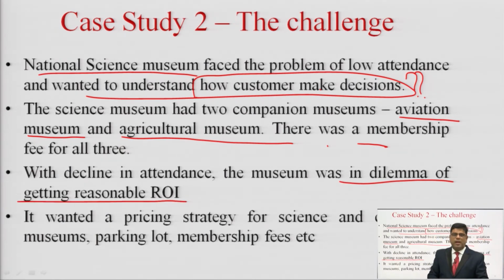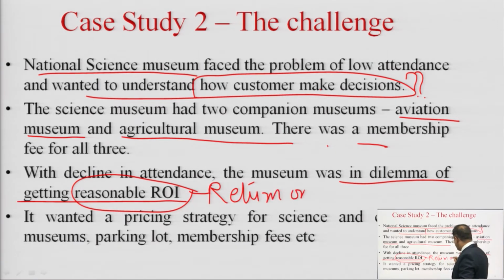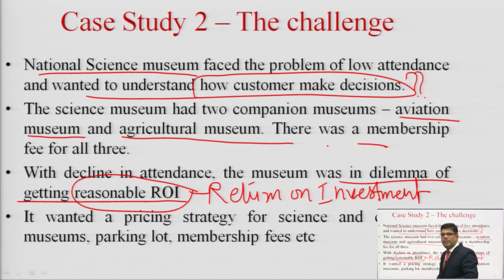The museum had recently spent a lot of money on renovation, and even after that it was not getting visitors. So, there was a problem of getting reasonable ROI. Now, ROI stands for returns on investment. Although the museum had invested a lot of money, it was not getting adequate returns on its investments.